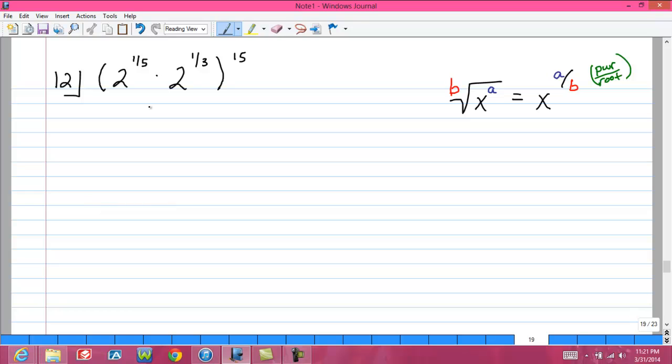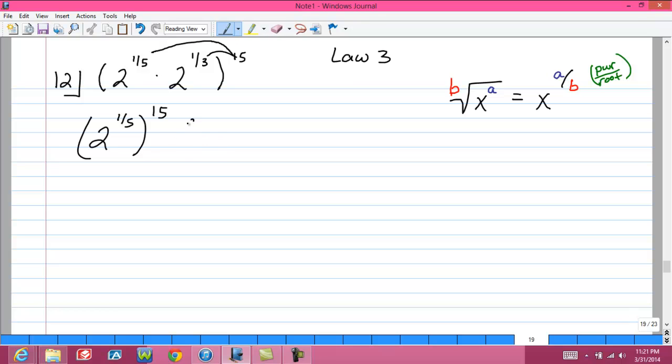Example 12. In this one, I could take care of the parentheses first, but I noticed that by using Law 3, if I multiply 15 to this power and this power, I will get rid of my fractions. So using Law 3, 2 to the 1/5 power raised to the 15, 2 to the 1/3 power raised to the 15.